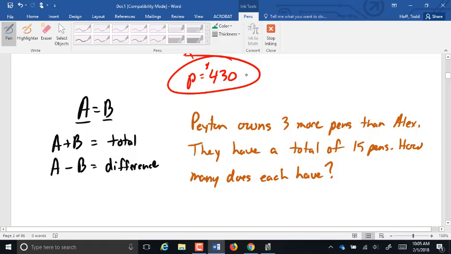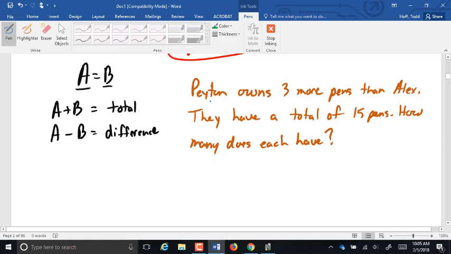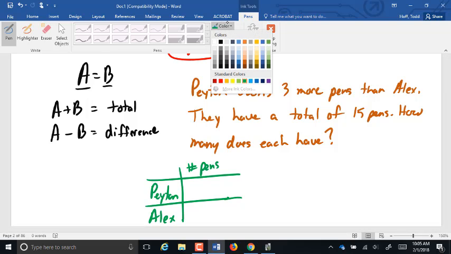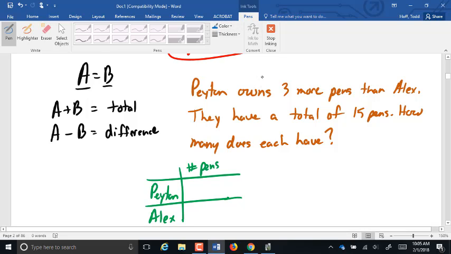Now it's real easy to look at this and say, well, there's two things that are unknown here. I have Peyton and I have Alex. And for both of them, I want to know the number of pens they have. Well, I can't have two unknown things, so I've got to figure out how to express one in terms of the other. So I look at the problem. Is one of those values calculated from the other? Or can one of them be calculated from the other with what we're showing here?